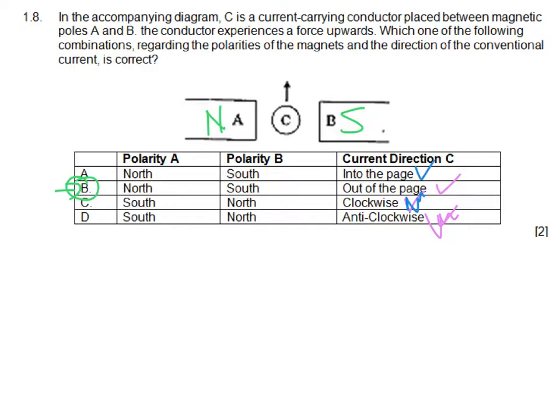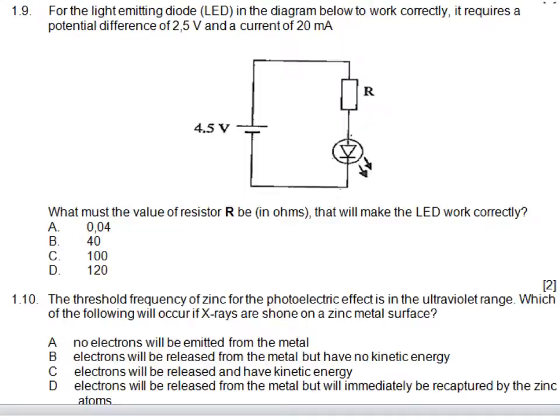Let's look at A. I'm going to put my thumb towards that direction. I'm going to take my second finger and put it into the page, and I would find that if my second finger is into the page and my thumb is that way, this would need to be south and this would need to be north. So the polarity of A is south. No, that's not true. So B is my correct answer.